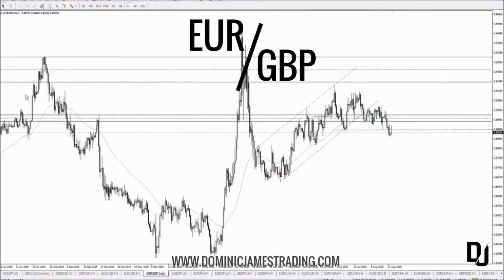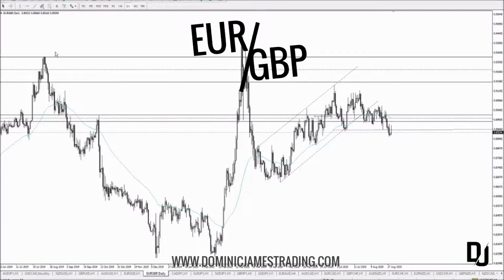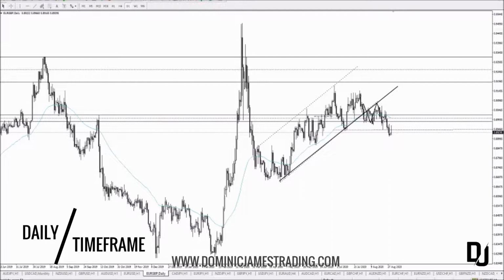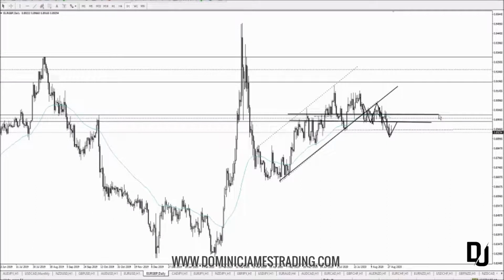daily chart. This channel I've been looking at for quite some time. We did break out, retest and selling. Now anything below this support and resistance zone is bearish in my eyes, so looking to sell euro pound.